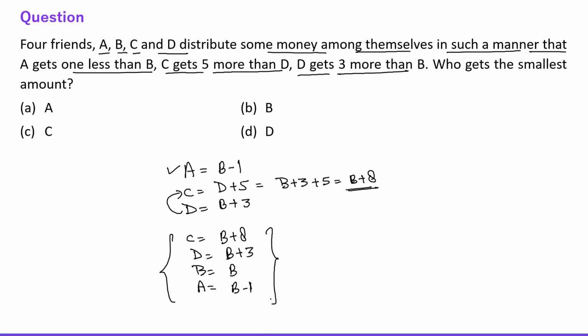Now the question is asking who gets the smallest amount. Obviously, the smallest amount is with A, right? Why? Because A is getting B minus 1. So A is getting the smallest amount. So the correct answer is A. Option A is the right choice. Okay, so let's move to another question.